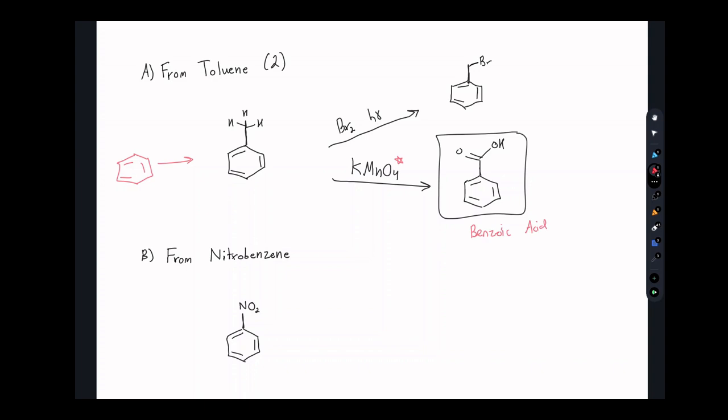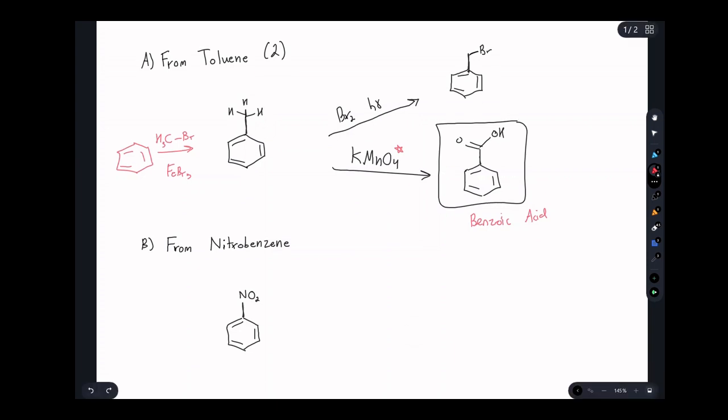Right? What we have to do first is use FeBr3 and methyl bromide. This is the Friedel-Crafts alkylation, which will allow us to add an alkyl group. That will be the group that we use to make benzoic acid. Cool. That's from toluene. What about from nitrobenzene? There's one important reaction I want you to know, and that is the use of a reaction called the Clemmensen. We'll see this reaction again, doing a different role, but it has the very useful property.